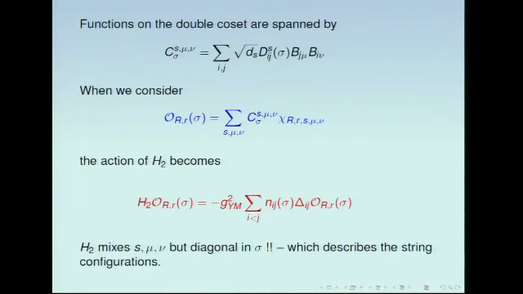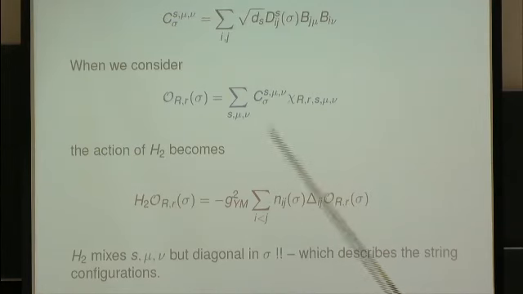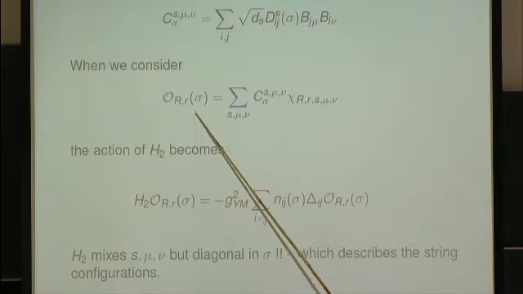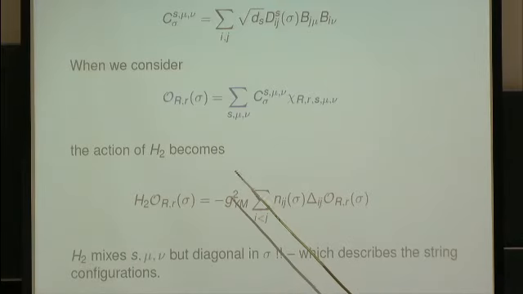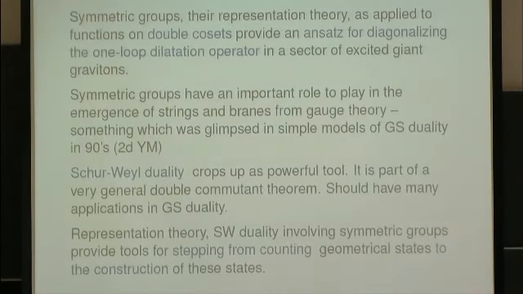But the main point here was that you look at the double cosets which count strings, you look at functions on the double coset which come from representation theory, that gives an ansatz for resolving the mixing, and that ansatz gives you an operator, and this label which measures which string configuration I have is not mixed by the one loop dilatation operator. And that's what we expect, that the physical string is an eigenstate of the one loop dilatation operator. Okay, so I'm going to conclude.